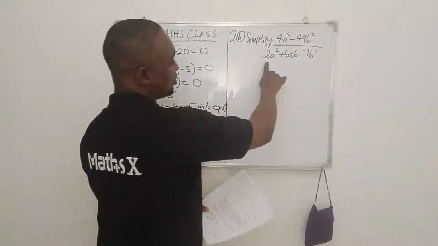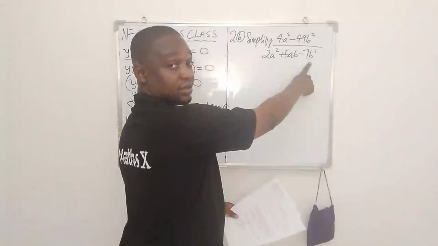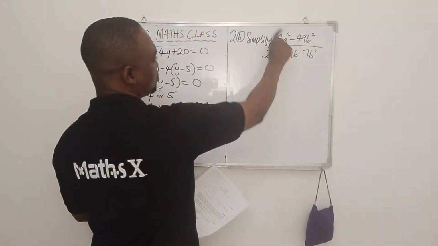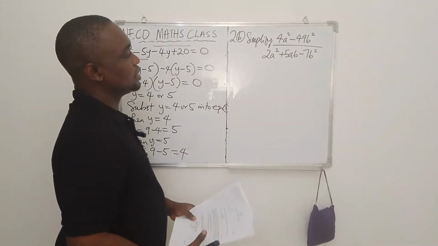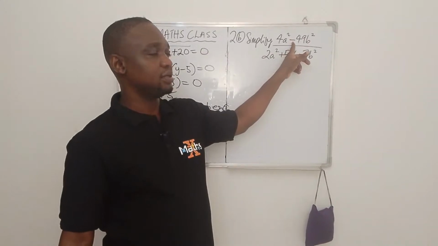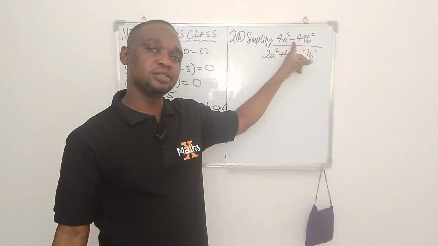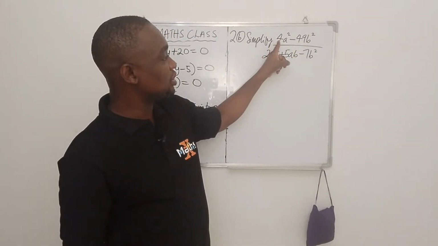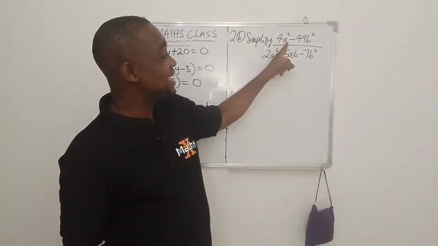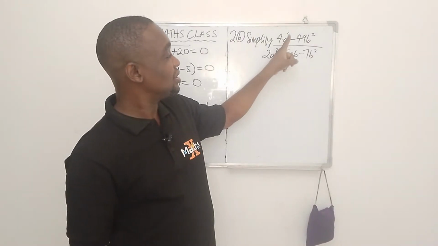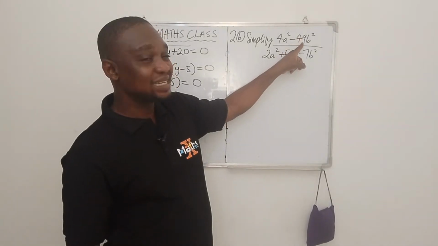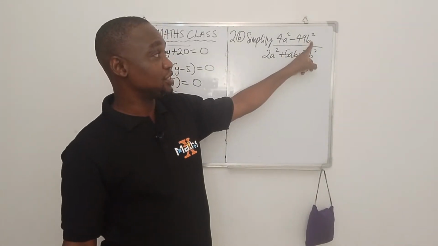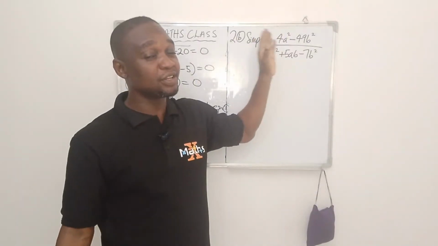So for the denominator here, I will factorize. Yes, I will factorize. But for the numerator, look at this expression very well. This expression here is called a difference of 2 squares. Yes, because 4a squared is a perfect square, there's a minus here, 49 is a perfect square, and b squared is a perfect square. So this particular expression is called difference of 2 squares.